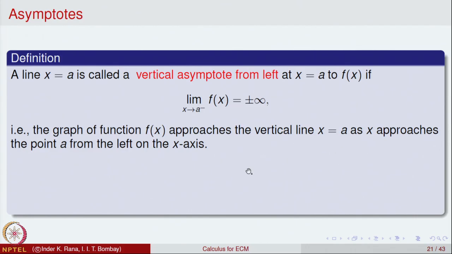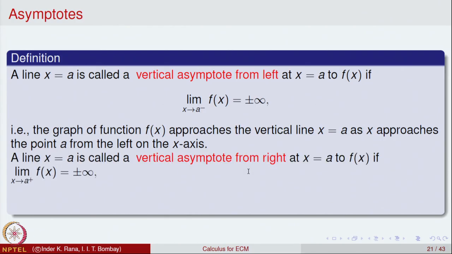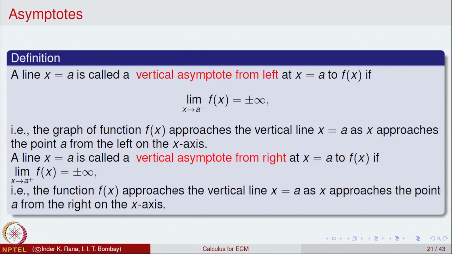And similarly, vertical asymptote from the right: as you approach the point a from the right side, the value of the function becomes larger and larger or smaller and smaller. That is same as saying f graphically approaches the vertical line x is equal to a as x approaches the point a from the right side of the axis. So, vertical asymptote from left and right, horizontal asymptotes from left and right.